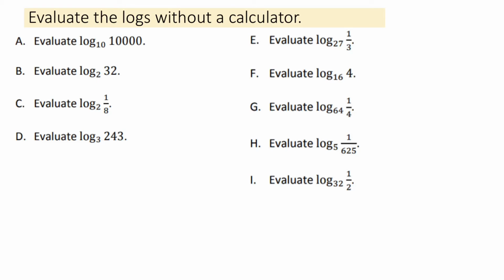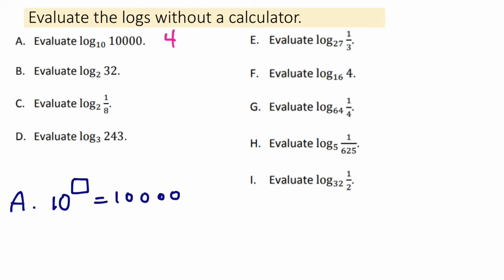So let's just go through these briefly, one at a time. A says evaluate log to the base 10 of 10,000. So we're looking for an exponent here. That means base 10 to what exponent gives you 10,000? All right, so I count my zeros here. It'd be 1, 2, 3, 4. So that's 10 times 10 times 10 times 10. So my answer is going to be 4.